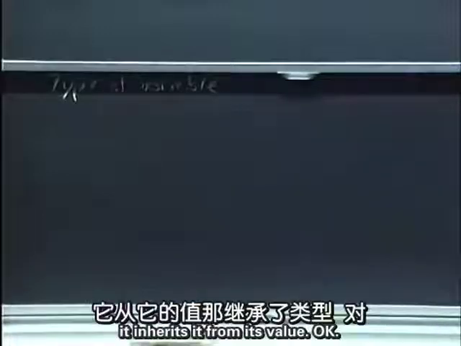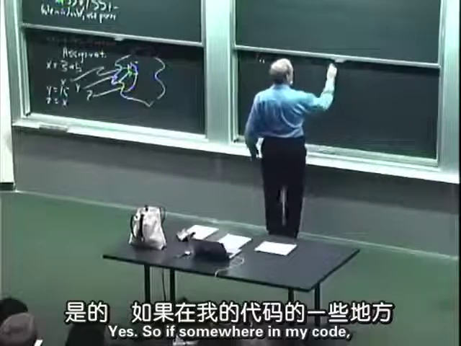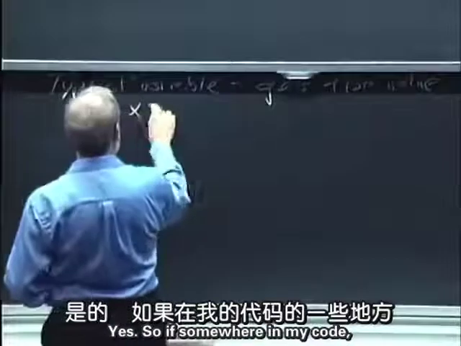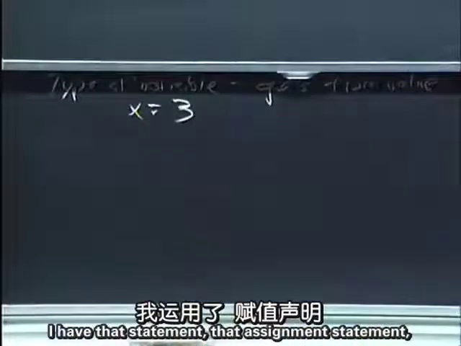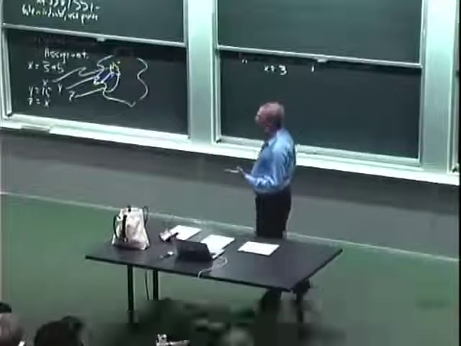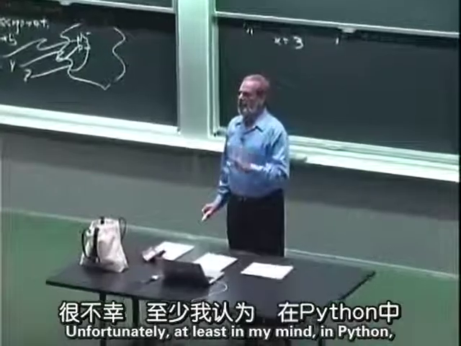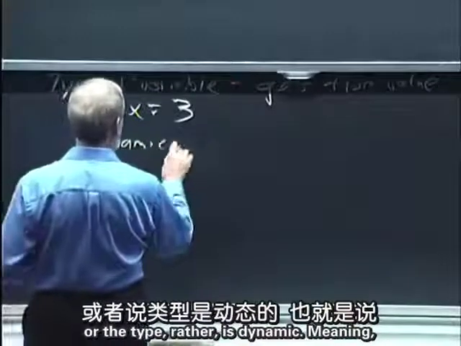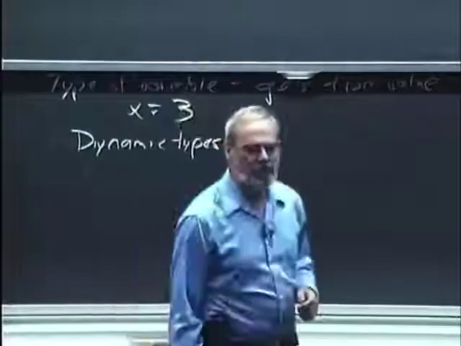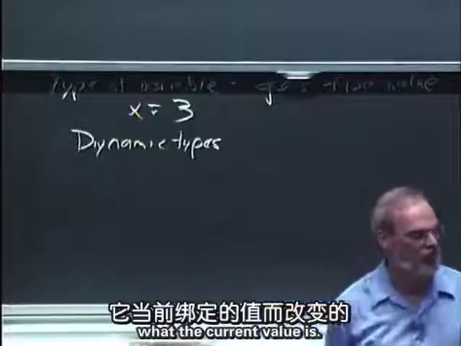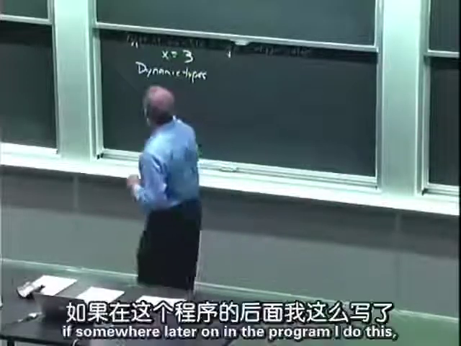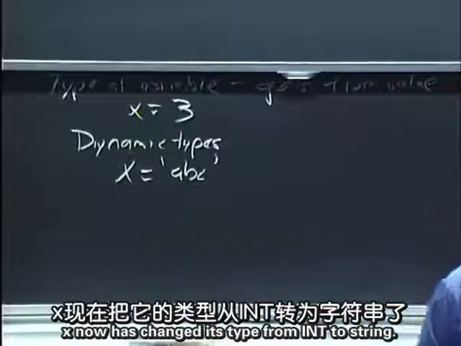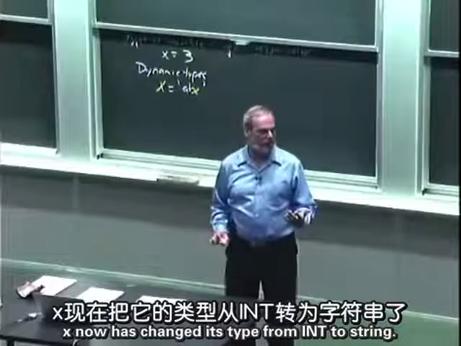And the answer is it inherits it from its value. Okay? So if somewhere in my code I have that assignment statement, x now is a variable whose value is an integer. Unfortunately, at least in my mind, in Python, these variable bindings are dynamic. Or the type, rather, is dynamic, meaning it changes depending on what the current value is. Or said a different way, if somewhere later on in the program I do this, x now has changed its type from int to string.